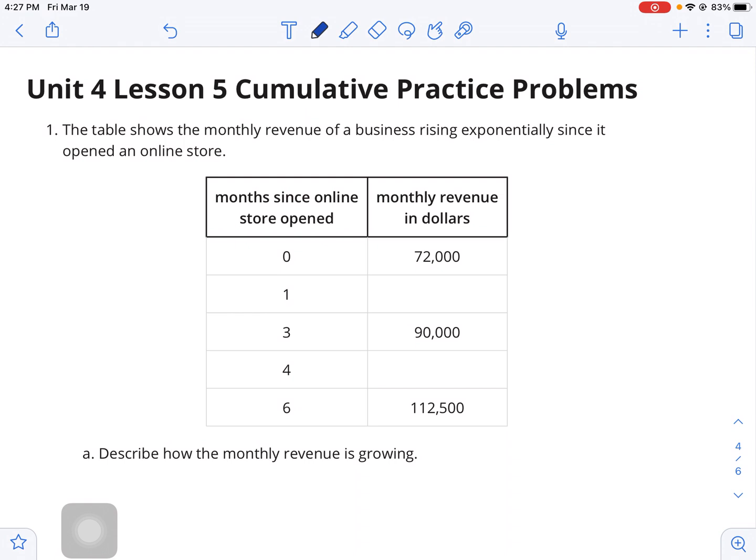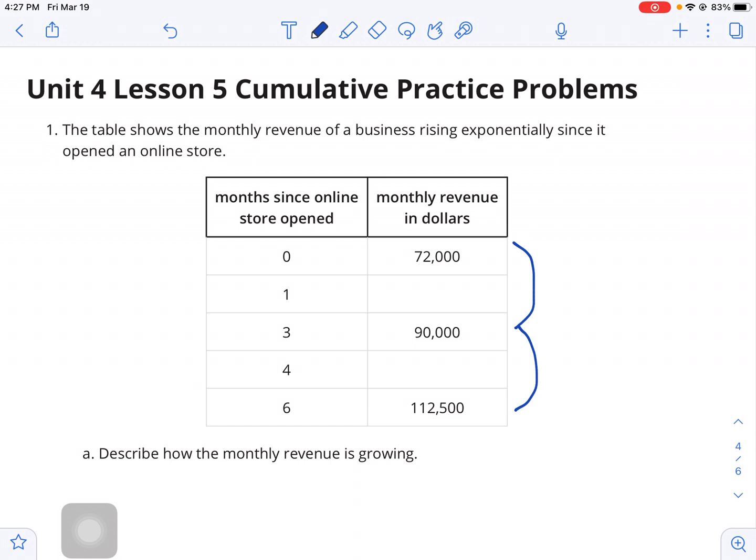So the table shows the monthly revenue of a business rising exponentially since it opened an online store. When it opened, they had $72,000 in revenue. 1 month later, we don't know, but 3 months later, they had $90,000. And 6 months later, they had $112,000. So from here to here, and from here to here, that's 3 months. Each jump that we know of is 3 months.